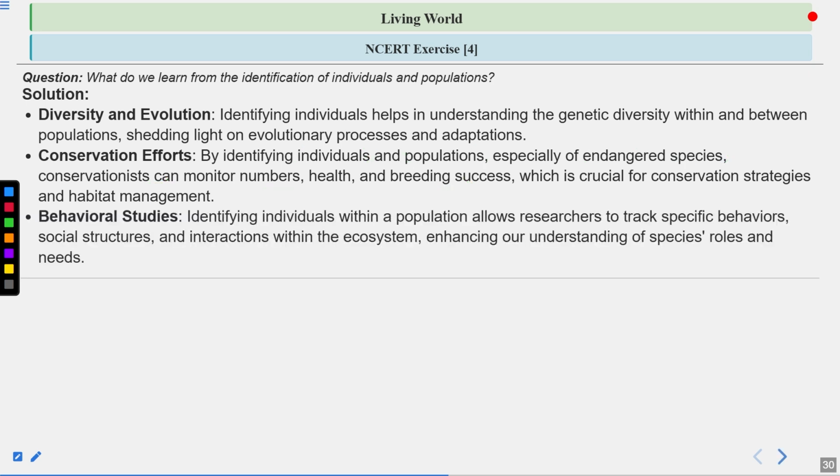Next is behavioral studies. Identifying individuals within a population allows researchers to track specific behaviors. How that individual is behaving in the society. How that individual is interacting with the ecosystem, or how that species is interacting with the other species. So you know, in an ecosystem, one species interacts with the other species. So you can tell about the behavior of that species. If you identify the individuals or the population, you can also tell about the behavior of that species or of that individual.